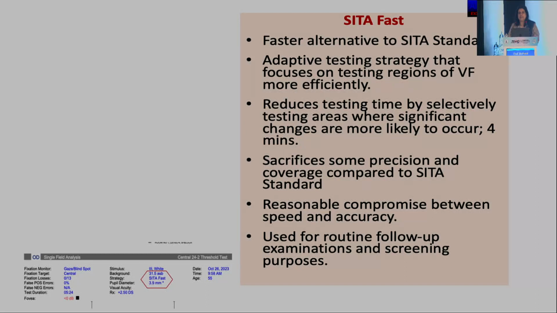It sacrifices some amount of precision and coverage compared to SITA Standard, but it's a reasonable compromise, and in busy practices, most people now have started using SITA Fast. This too can be used for routine follow-up and examination and screening purposes. The usual test time is much less than SITA Standard, so the patients don't really fatigue as much.